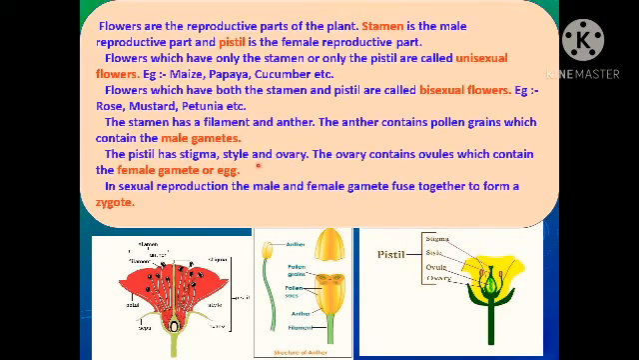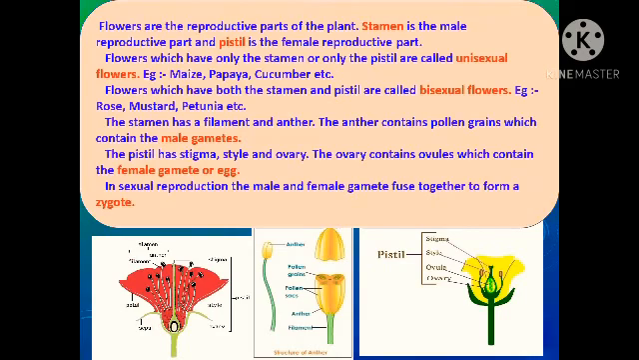ovary. You can observe in this diagram the pistil consisting of stigma, style, ovary. The ovary consists of ovules, and in the structure of the anther we can see the pollen sacs where the pollen grains are embedded. In sexual reproduction, the male and the female gametes fuse together to form a zygote. You can observe the structure of the flower, which has the stamens, anthers, and pistil.